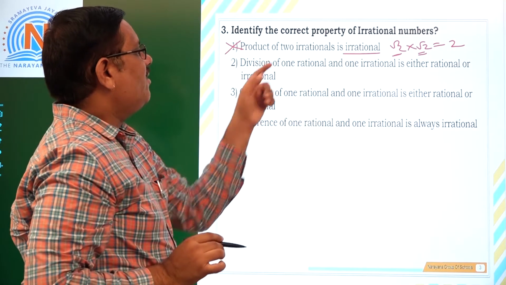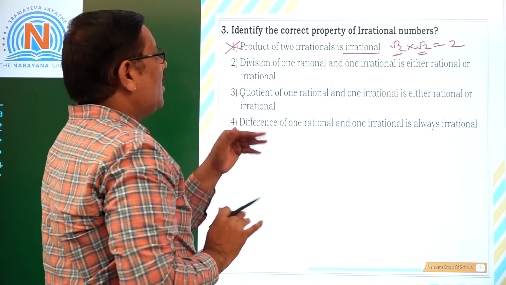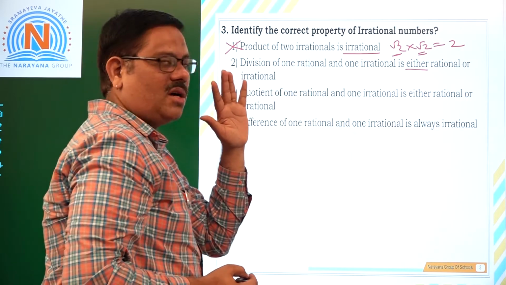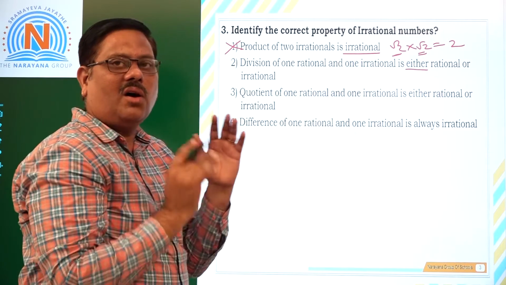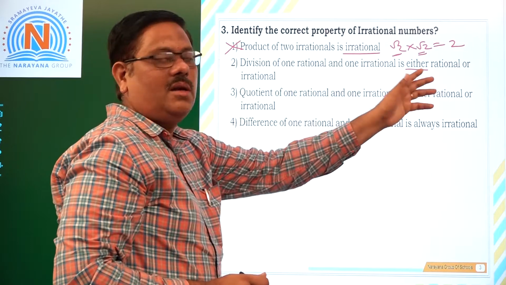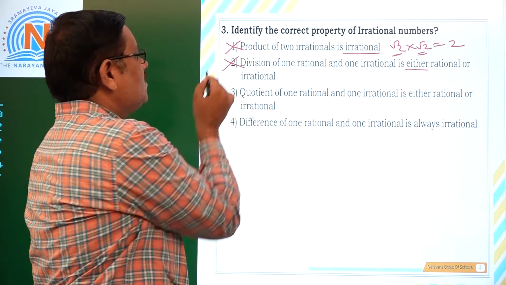Next, the division of one rational number and one irrational is either rational or irrational. He is saying it can even be rational, but that is not true. Whenever you divide a rational number by an irrational number, it always results in irrational. He is saying that it can be even rational. So that is not the correct statement. So that is wrong.